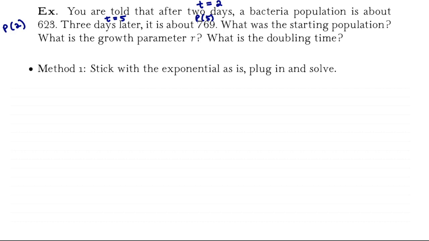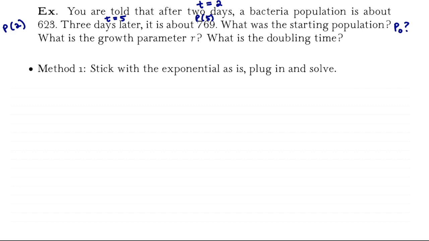What was the starting population? In other words, what's that parameter, P naught? And what is the growth parameter, R? Then we can also determine the doubling time. So R is like a growth parameter, but that's not exactly the doubling time, but from that we can figure out the doubling time.